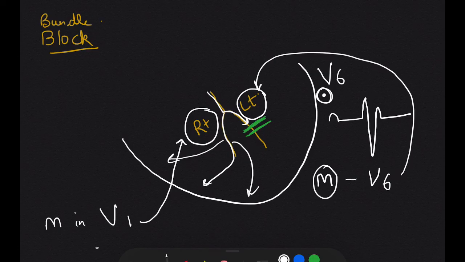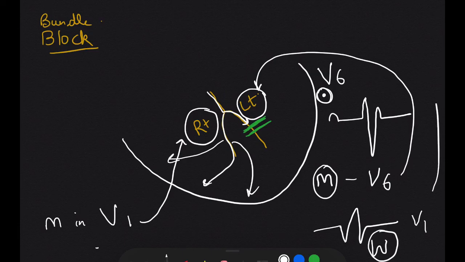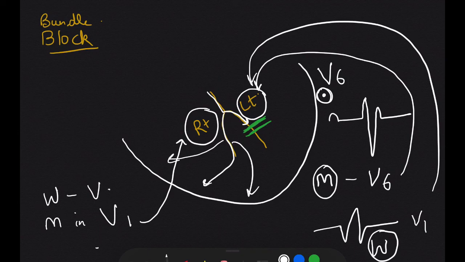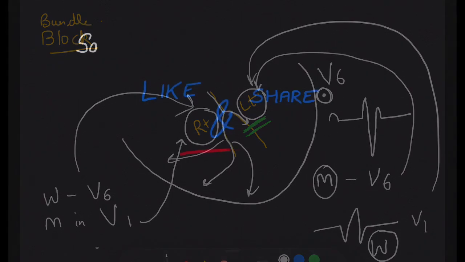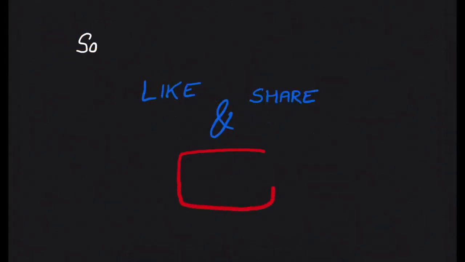So M in V1 is right bundle branch block, whereas M in V6 is left bundle branch block. Similarly, in the opposite leads, if we get a W pattern in V1 along with an M pattern in V6, it's seen in left bundle branch block, whereas in right bundle branch block we'll get a W pattern in V6, which is opposite to V1, and an M pattern in V1. So this is about the bundle branch blocks. This is it for now.